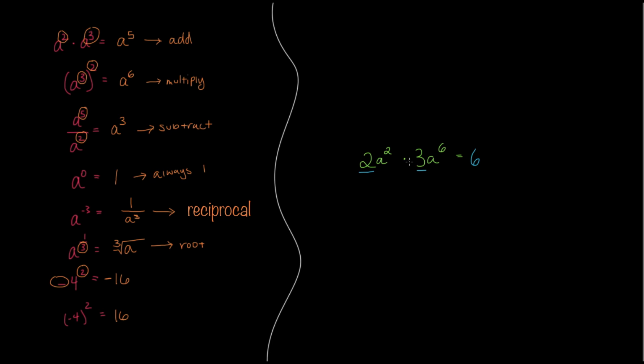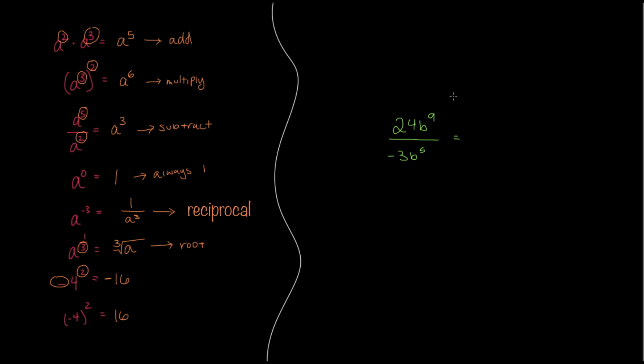So we have a squared times a to the sixth, because the 2 and the 3 are already out of the way. So a squared times a to the sixth is going to be equal to a to the eighth, because since they're being multiplied, we have to add the exponents together. So 6a to the eighth is our final answer.